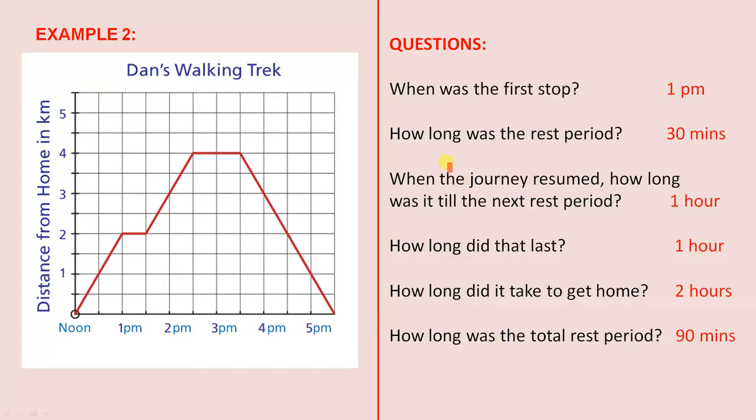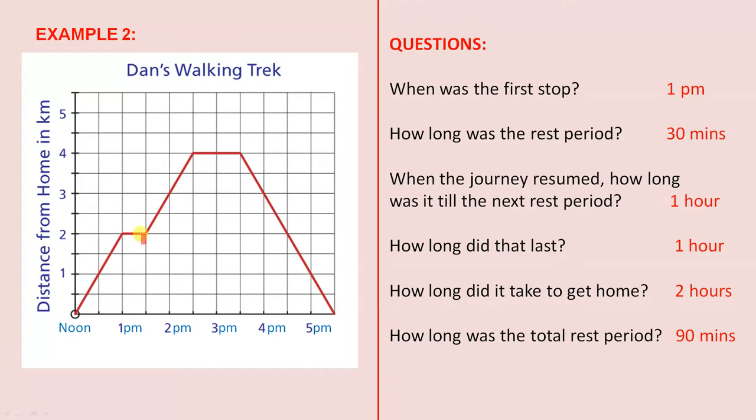Example 2, Dan's walking trek. So here we have time, and here we have distance from home. Some questions. When was the first stop? You can see whenever there's a horizontal line, there is a stop or a rest period, and that started at 1 p.m.